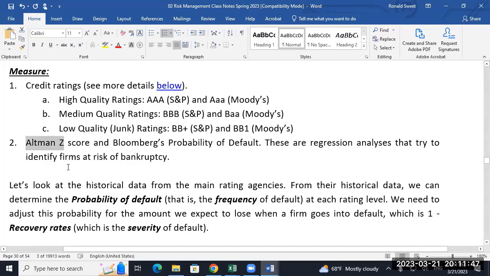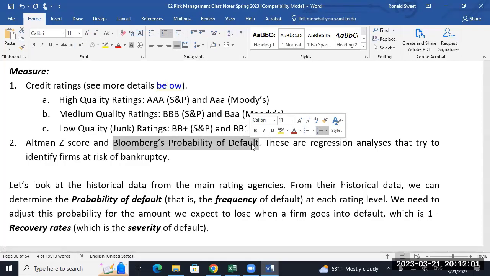Nice thing about Altman Z, if you go out to Wikipedia, the formula is out there, so you can actually see it. On the Bloomberg, they're pretty transparent. So if you want to know exactly how they're calculating it, you can get the calculation and you could actually use that. So if you've got to do this internally, you could just steal their model if you wanted to.